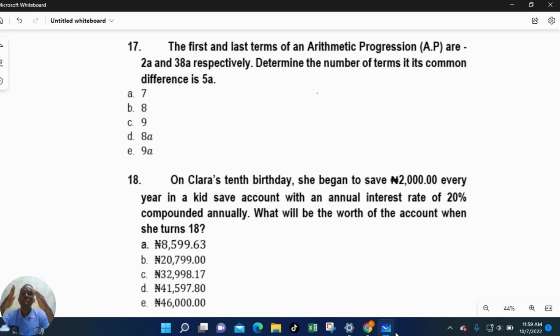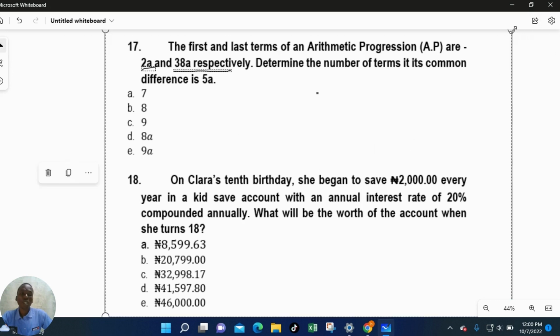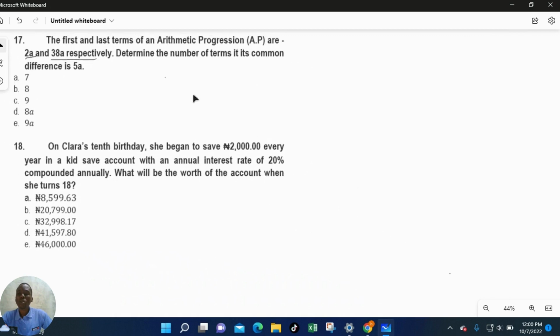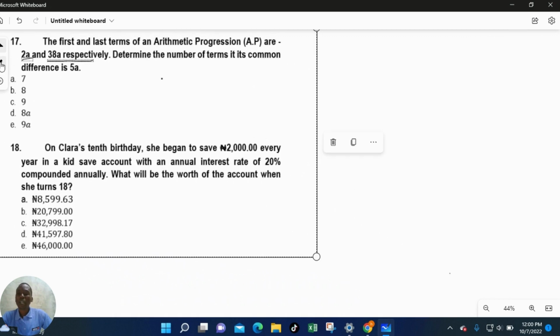Now, to make sure that we solve the first question, we are going to go straight to the solution. And the first question says the first and the last term of an arithmetic progression are minus 2a and 38a respectively. You're asked to determine the number of terms if its common difference is minus 5a. Now, take note of that. It's going to be an important question, and we are going to look at the solution to this question right now.